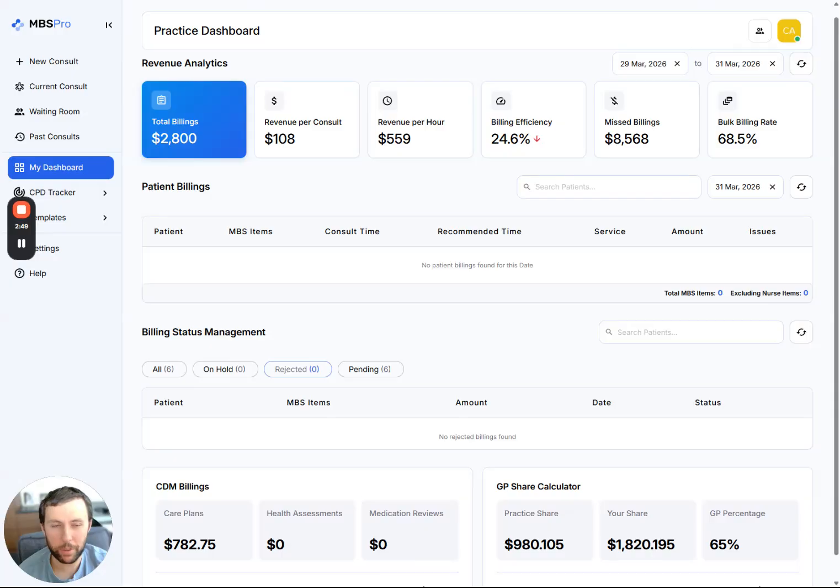So this is one of the features that we have in MBSPro. Hopefully that has made a little bit of sense about billing efficiency and where it all comes from.